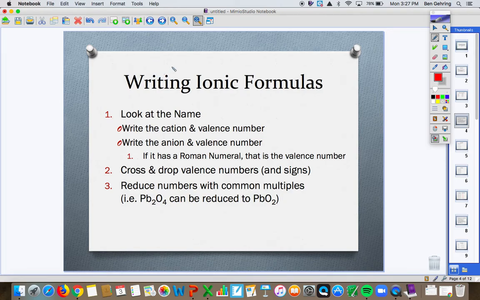Today, writing ionic formulas. In order for us to write formulas, the first thing that needs to happen is you look at the name. You're going to write the cation symbol and valence number, followed by the anion symbol and valence number. If there's a Roman numeral behind the cation, that is the valence number, and we'll look at what that looks like here in a second. Follow that, we're going to cross and drop valence numbers along with the signs. I'll explain that. And then we'll reduce with common multiples so we can get to our smallest whole numbers there. So we're going to practice, which will make a lot more sense than these rules. But I would like you to write these down so you have them.